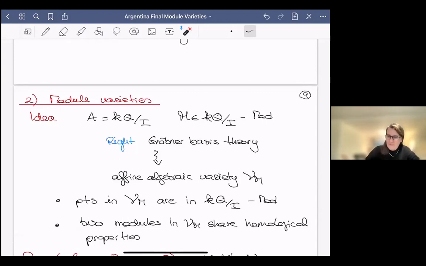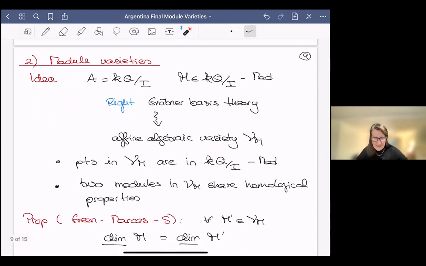Okay, so what is the idea? Well, similarly, we use Gröbner basis theory, but now instead of using two-sided non-commutative Gröbner basis theory, we use right Gröbner basis theory. From that, we construct an affine algebraic variety in such a way that the points in the variety correspond to KQ mod I modules, and so that two modules in the variety share homological properties. Okay, well, we'll see that this is maybe a little bit harder to pass, but let's see what we know.